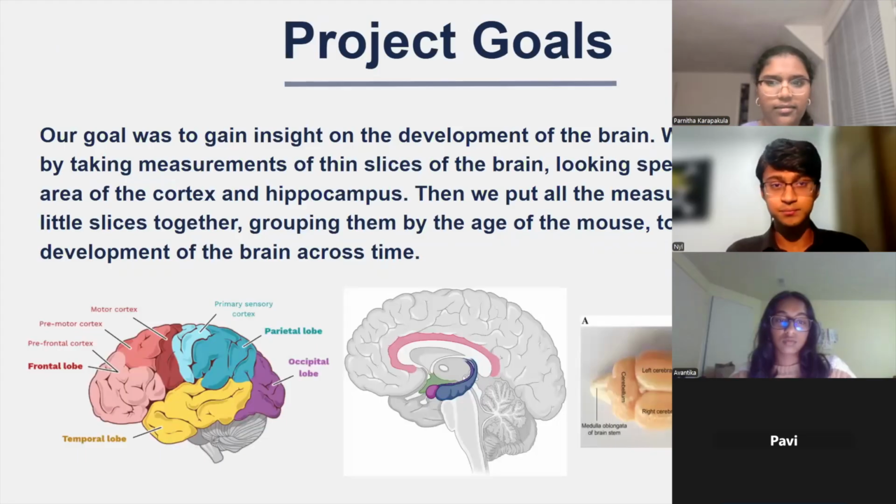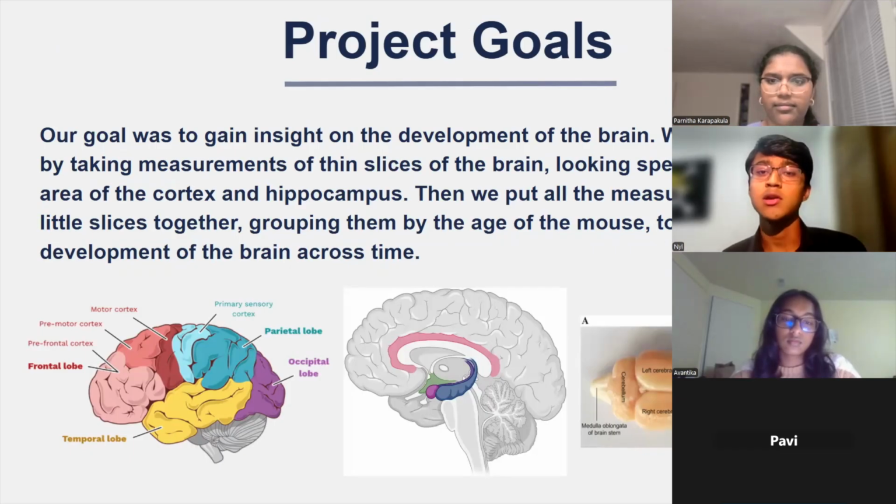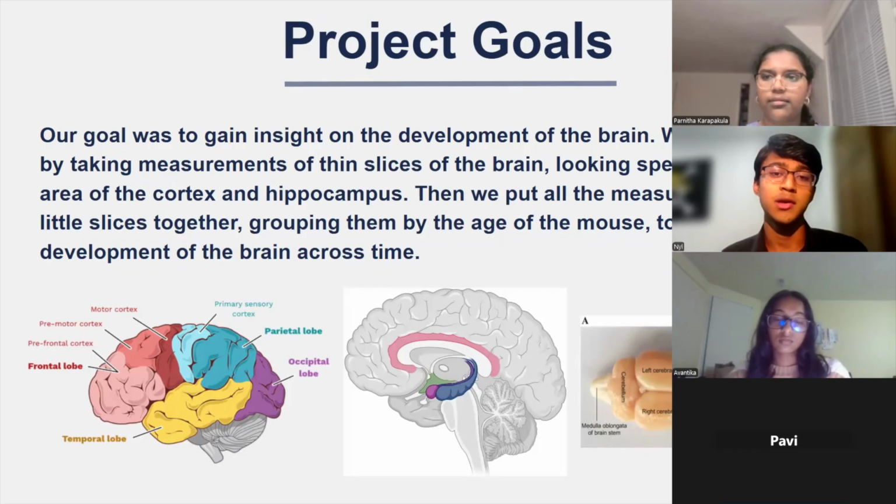Our project goal was to gain insight on the development of the brain. We achieved this by taking measurements of thin slices of the brain, looking specifically for the area of the cortex and hippocampus. Then we put all the measurements of the little slices back together and grouped them by the age of the mouse to understand the development of the brain across time.